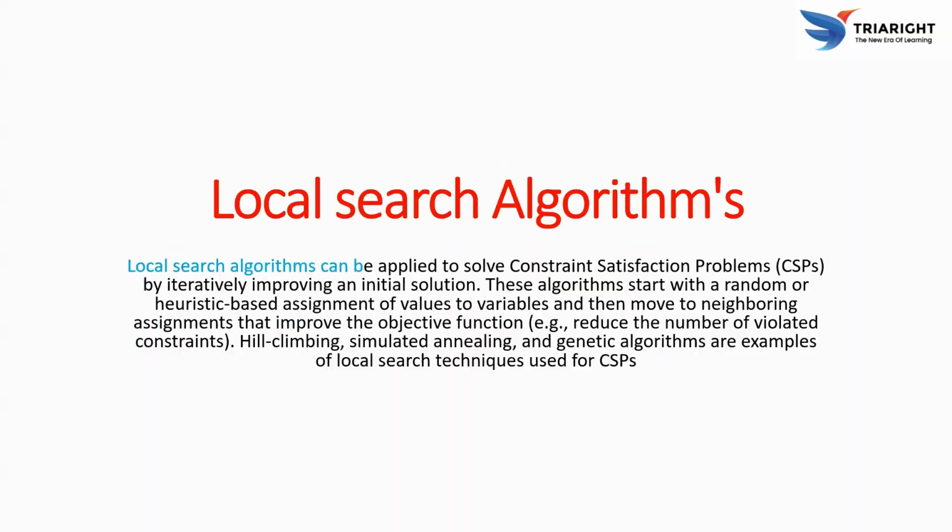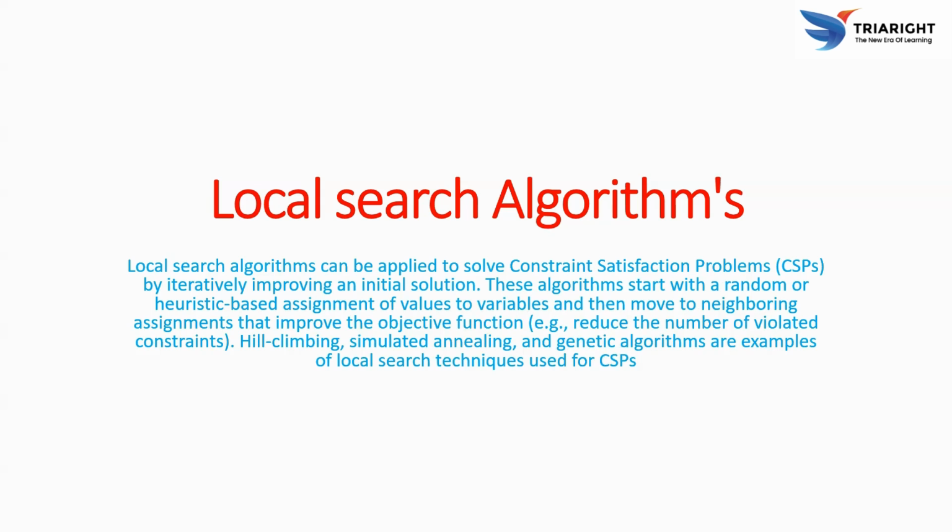Local search algorithm can be applied to solve constraint satisfaction problems (CSPs) by iteratively improving an initial solution. This algorithm starts with a random or heuristic based assignment of values to the variables and then moves to the neighboring assignment that improves the objective function. Example, reduce the number of violated constraints. Hill climbing, simulated annealing, and genetic algorithms are examples of the local search techniques used for CSPs.